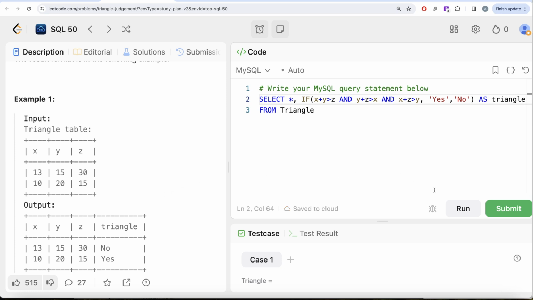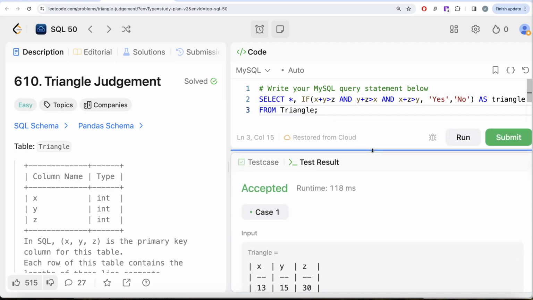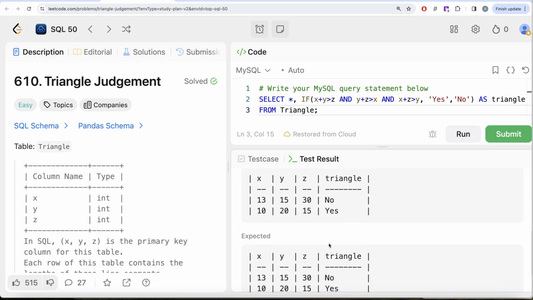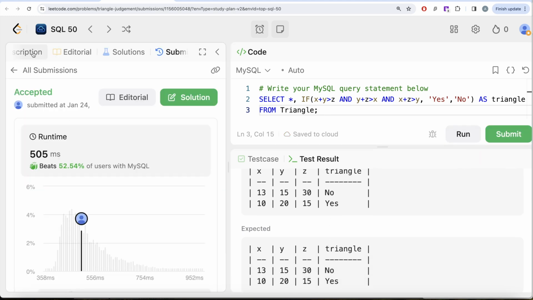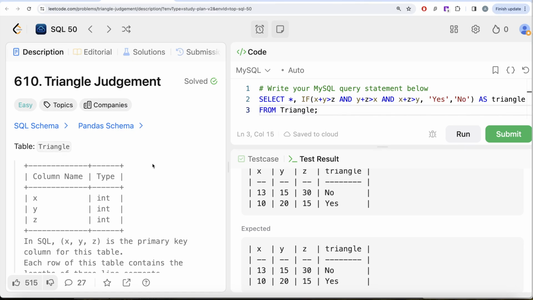Let me go ahead and run this. Let's see what we get in our output. So this is accepted. Our output is same as expected output. Let me go ahead and submit it to pass all the test cases. So this is accepted, and this is how we do it. Not a very difficult question. All we had to do was use the if function that we learned, and we already have to know how to check whether three line segments can form a triangle or not.